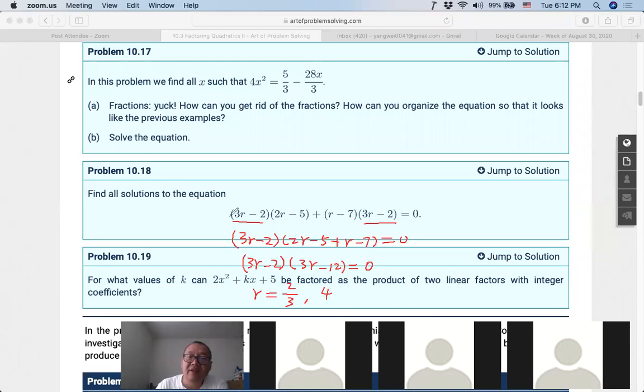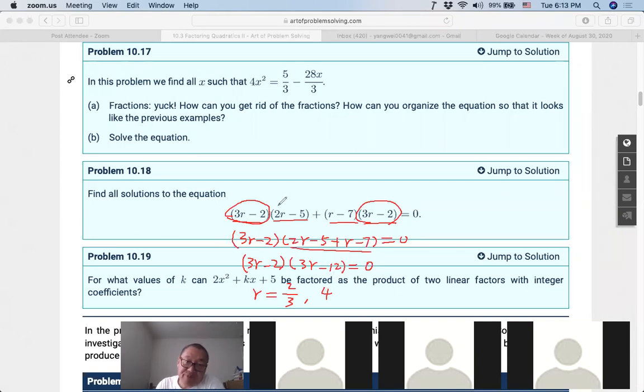See, this one's a common factor, right? Did you do the same way as what I did? Say this is 3r minus 2. Take this common factor out. Then you have this one left, 2r minus 5. Now this one you have r minus 7 left. So then merge these terms together, you get 3r minus 12. Then make this one equal 0. Then from here we got r equals 2 over 3, right? Then r equals 4.